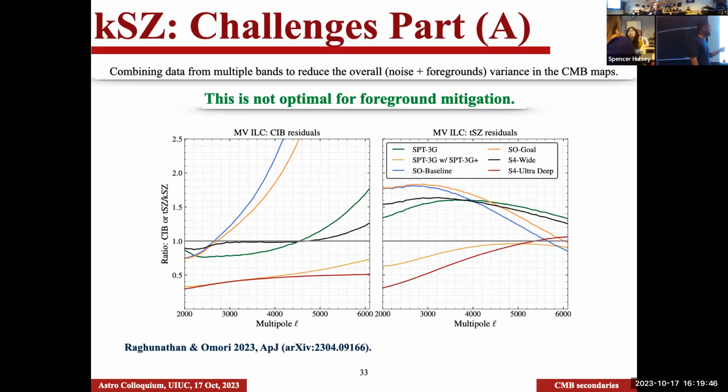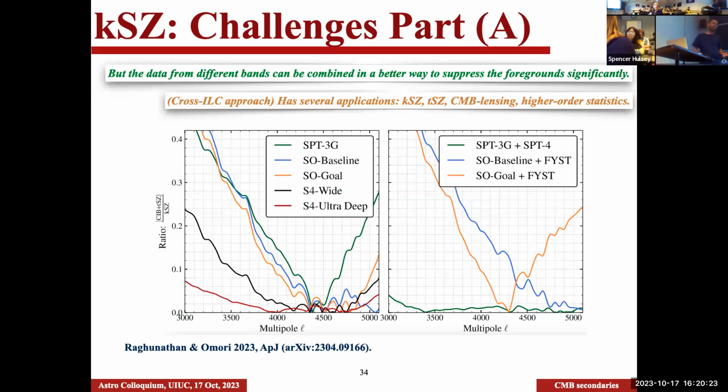we are still going to be affected by foregrounds, and that's what this plot is showing. This plot is showing the ratio of the foregrounds over kSZ. Meaning if we want our foreground to be under control, we don't want any of these curves to be above 1. But you can see that most of these curves are above 1, which means that even for these future experiments, if we simply combine data such that the signal to noise improves, we have to do a lot to mitigate these foregrounds. But we showed recently in a paper that there is a different way of doing this.